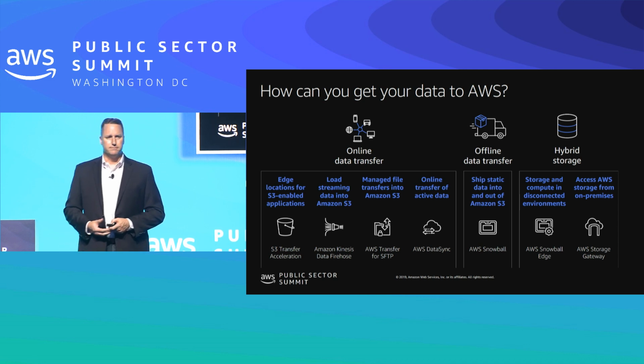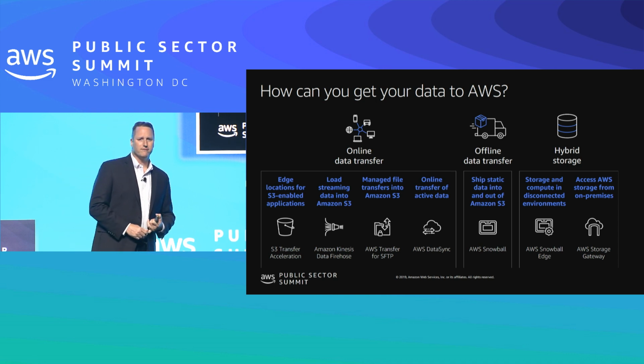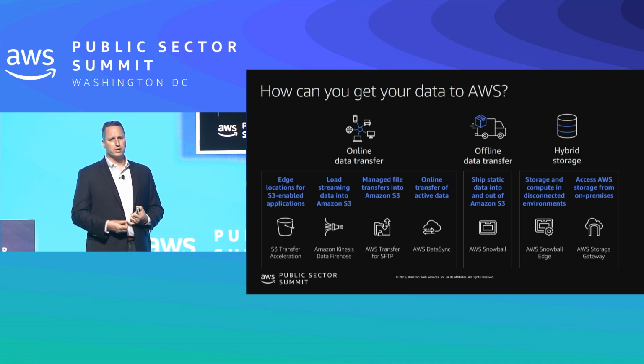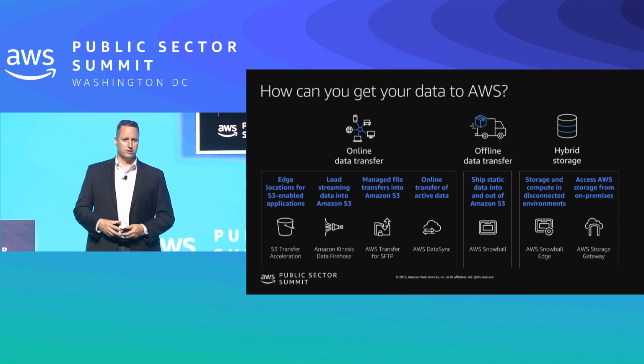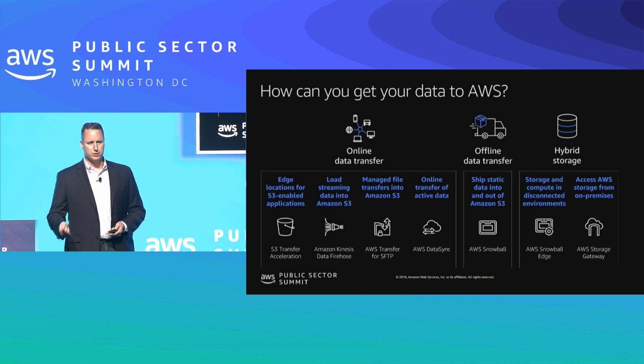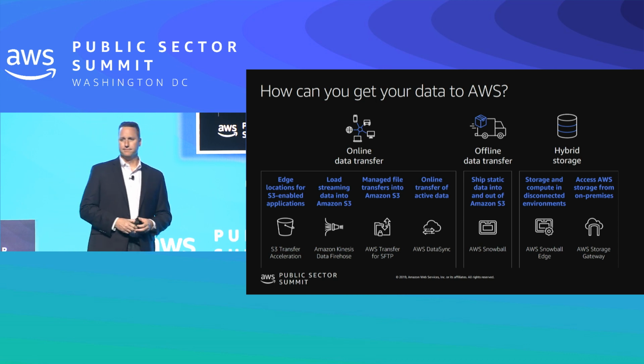And then you get into the offline, Snowball, AWS Snowball Edge. And if you're really ambitious and you have tens or 20 or more petabytes, you could talk about a Snowmobile, which is an 18-wheeler that we will drive to your facility and plug into your network and let you fill that up with lots of data. Right?